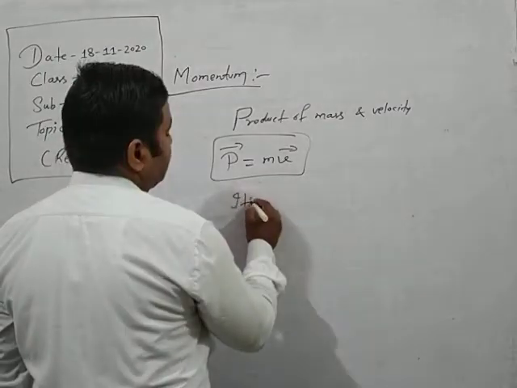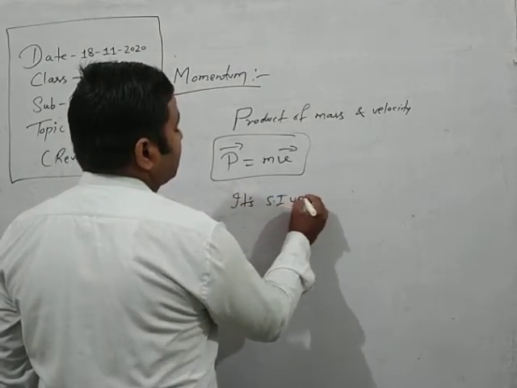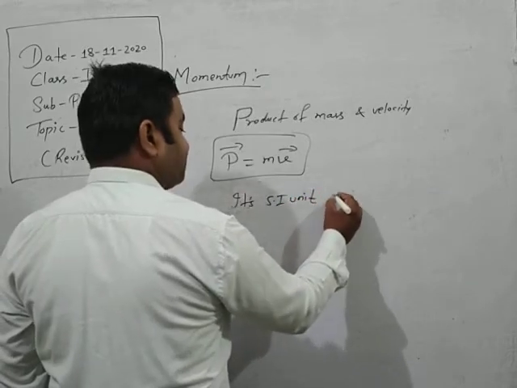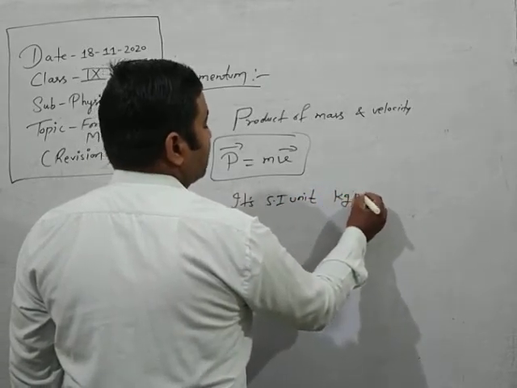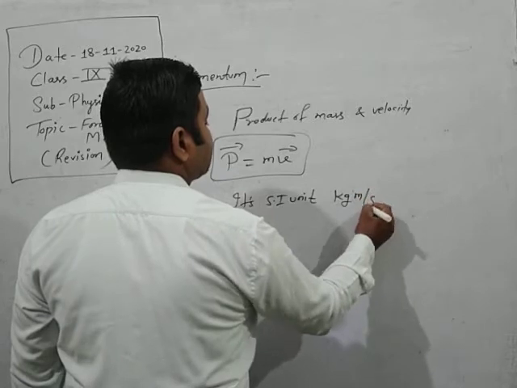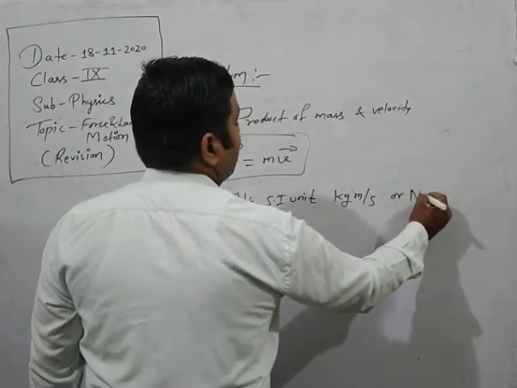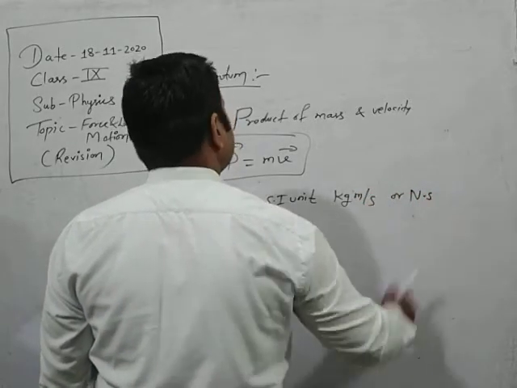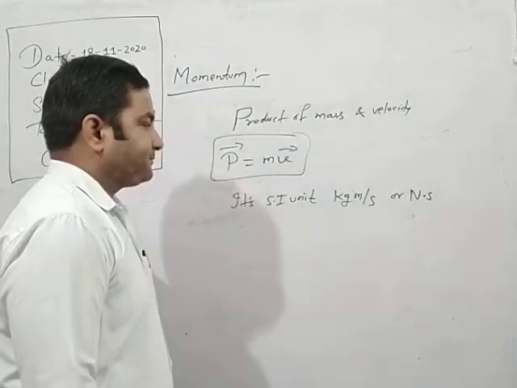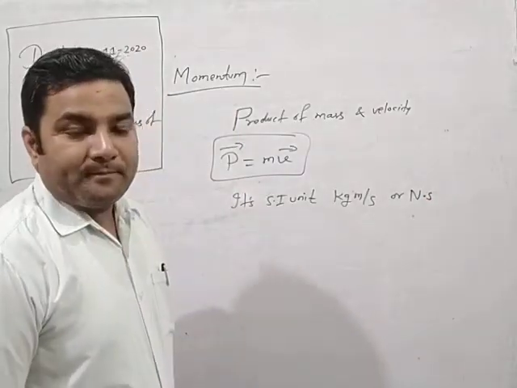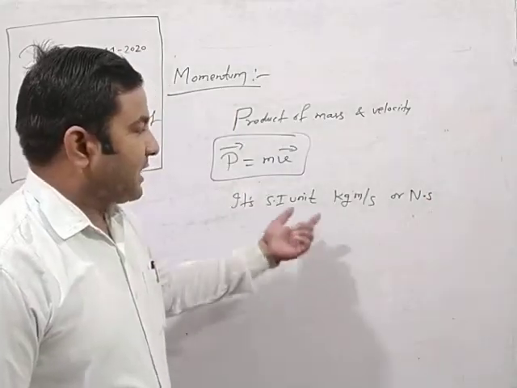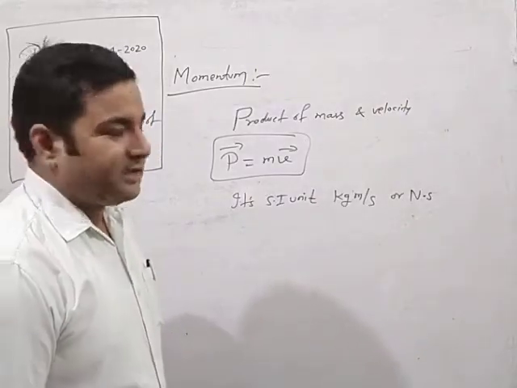Its SI unit is kg meter per second, or Newton second. And CGS will be gram centimeter per second. No matter, you can write it down.